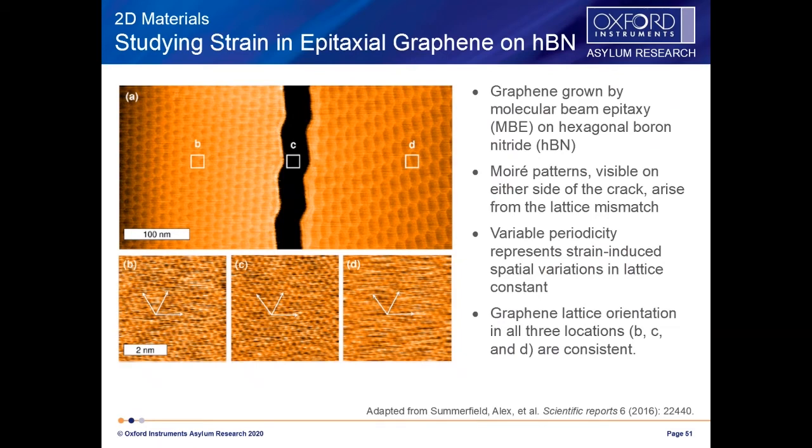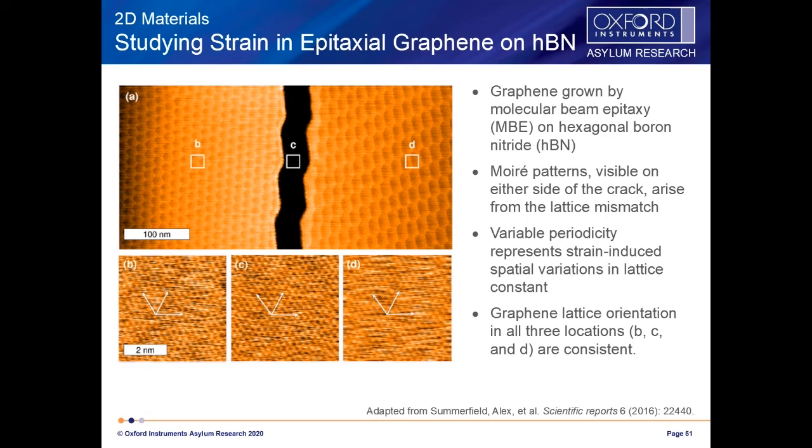Let's talk about an example. So the example over here is two different 2D materials stacked on top of each other. In this case, molecular beam epitaxy was used to grow graphene on top of hexagonal boron nitride. And because the spacing of the atoms is different in hexagonal boron nitride versus graphene, the Moiré pattern changes. You will see that the Moiré pattern is visible on the left side of the crack and on the right side of the crack based on the lattice mismatch. And the variable periodicity represents the strain-induced spatial variation in the lattice constant.